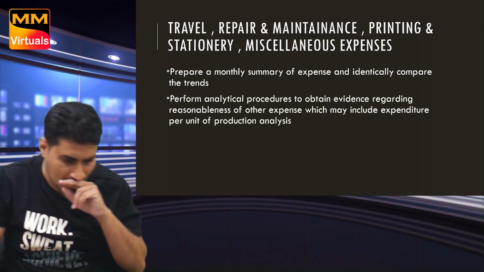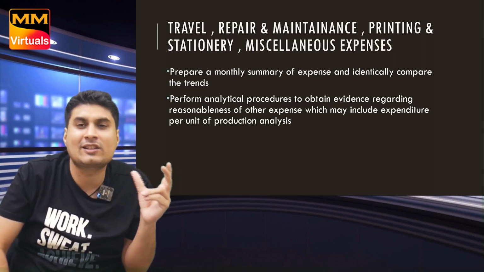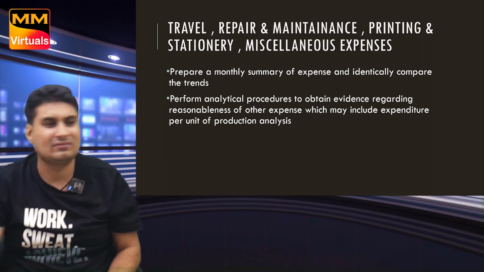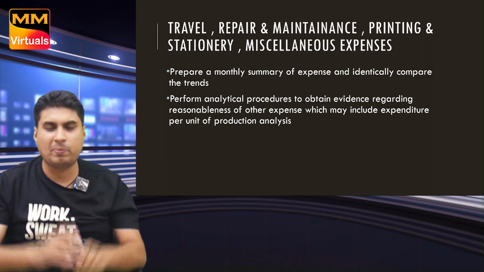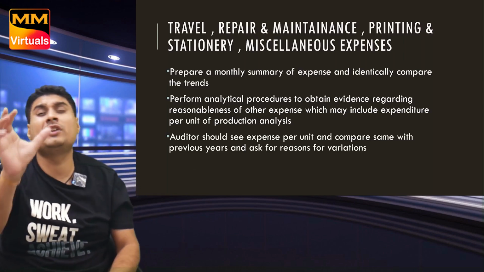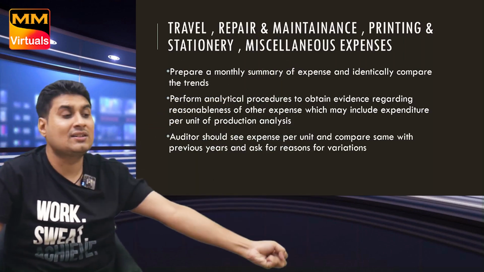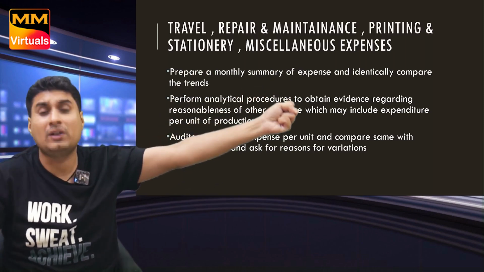Second, perform analytical procedure regarding reasonableness of expense with per unit of production. Difficult. How can you do per unit of travel? The auditor should see expense per unit and compare with last year, to know whether this year our expense has increased or decreased. Okay, this much increased, maybe due to inflation. Okay, nominal.